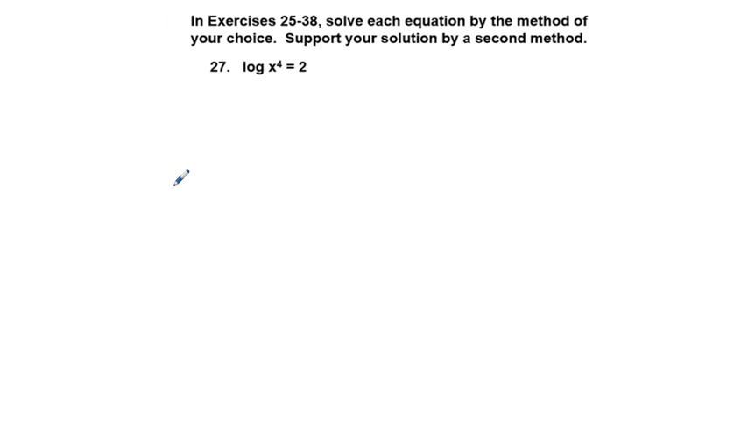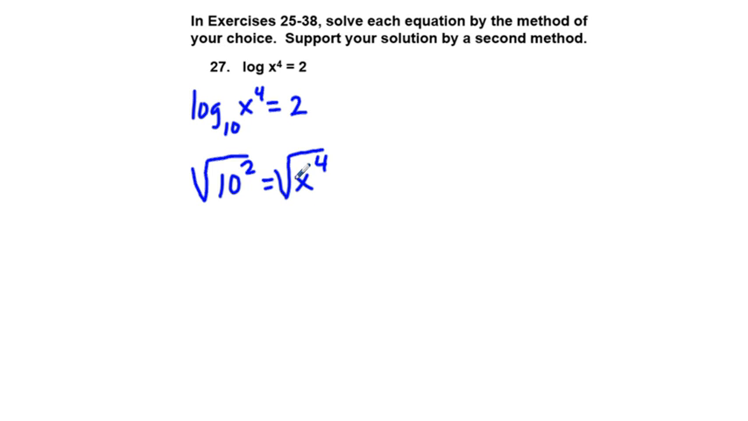Next, on problem 27, we have the common logarithm of x to the 4th equals 2. So quite similar to problem 25. That's going to be log base 10 of x to the 4th power is equal to 2. Rewriting this as an exponential equation, we have 10 to the power of 2 equals x to the 4th power. So we could take the 4th root. I'm going to do this one step at a time, and just take the square root of each side.